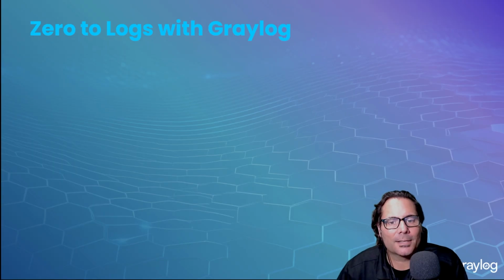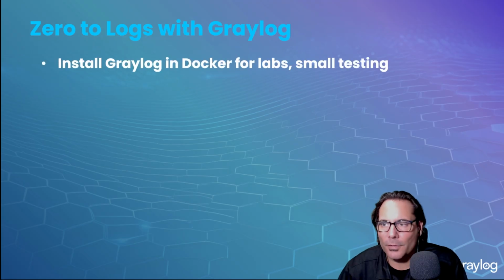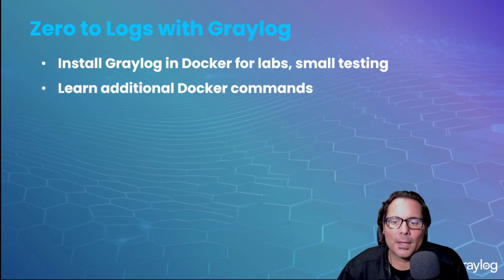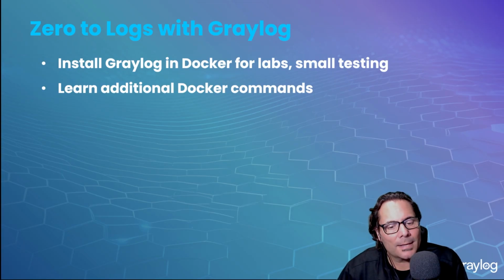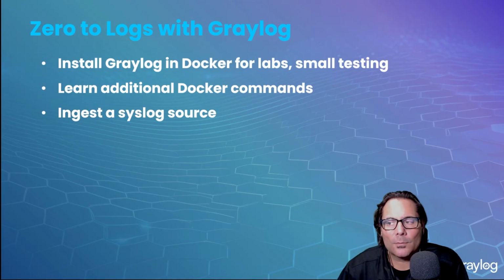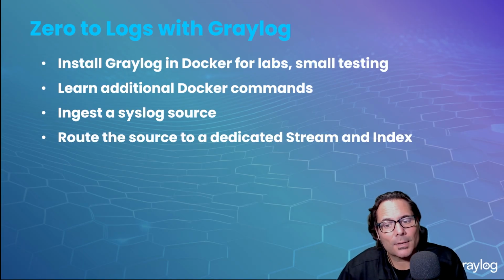Graylog. In this webinar, we are going to cover a few things. We're going to talk about installing Graylog. We've picked the installation to be Docker. It's quick and easy, and there are some advantages for lab setups or testing setups. We will learn some additional Docker commands so you can do some neat things inside of a containerized environment, and we'll ingest a Syslog source and route that source to a dedicated stream and index.